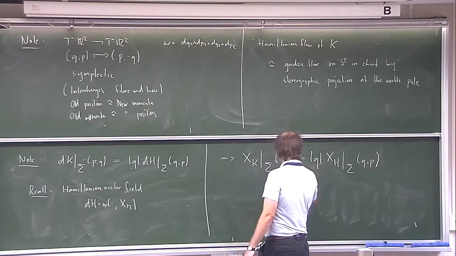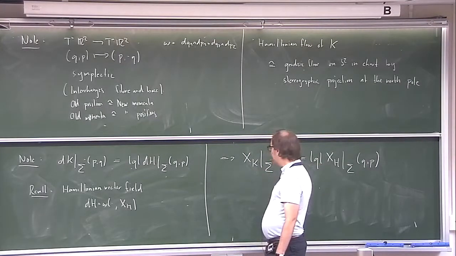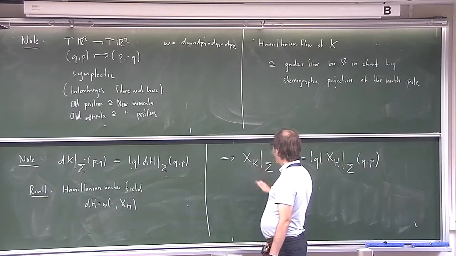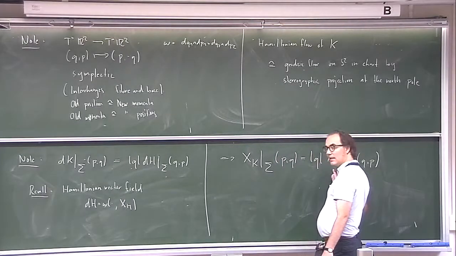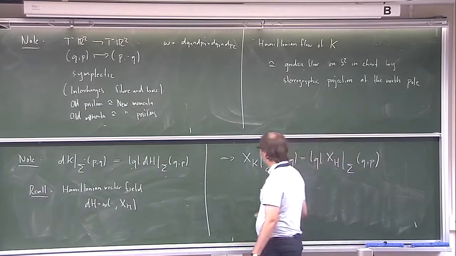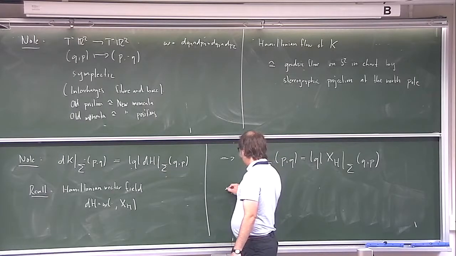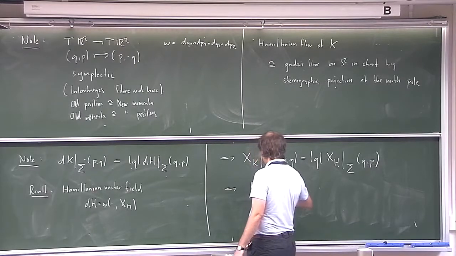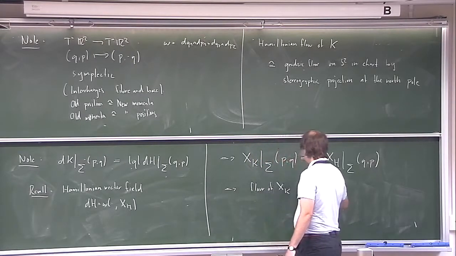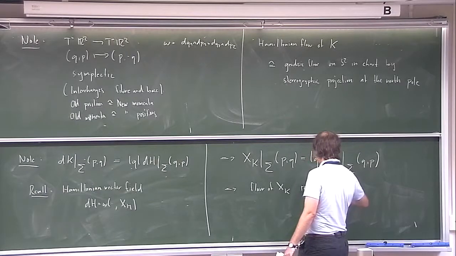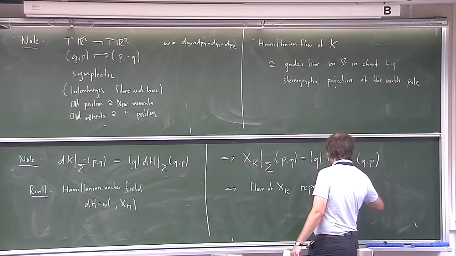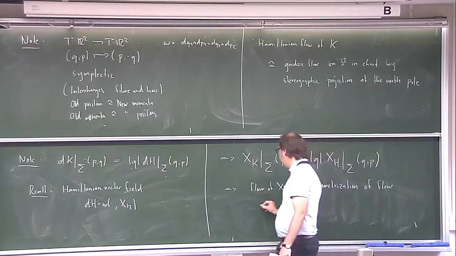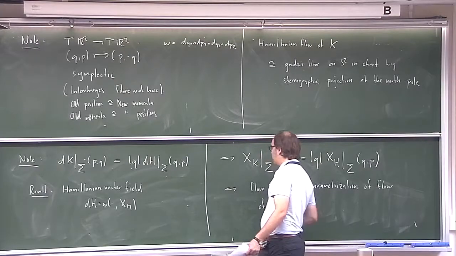So that means they are just parallel to each other, and that means the flow of X_K is just a reparameterization of the flow of X_H. So it follows that the flow of X_K is a reparameterization of the flow of X_H.